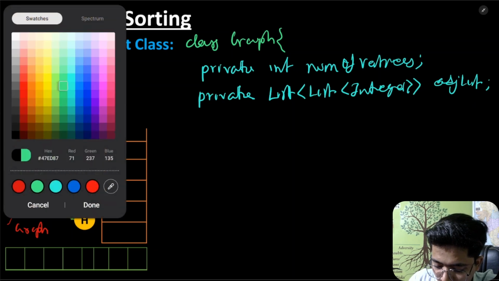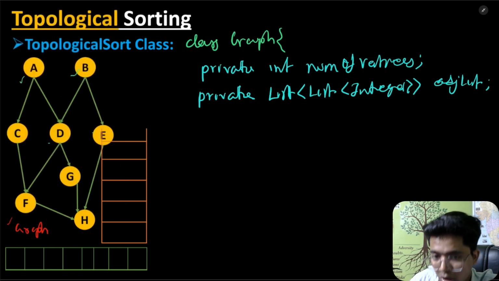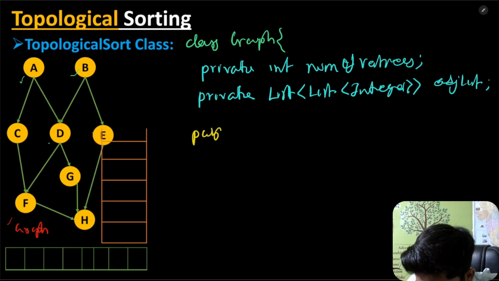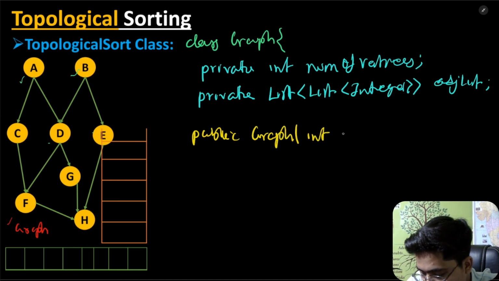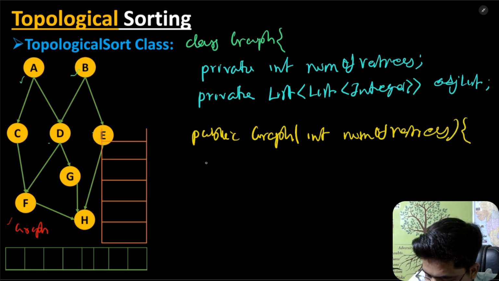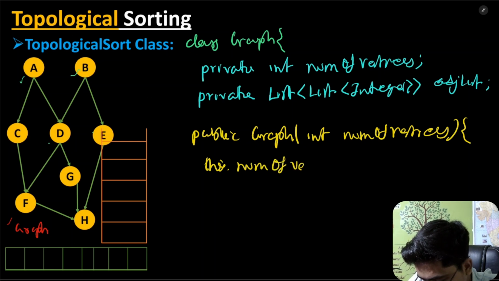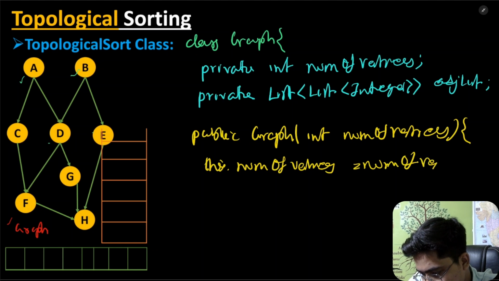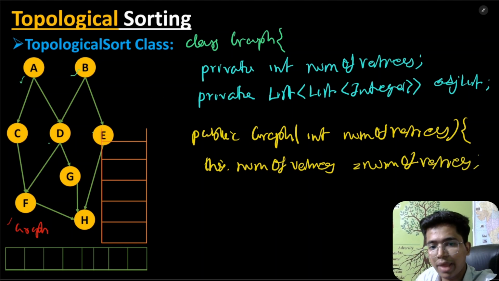Now we will be writing the constructor. Let's call the constructor, and there we'll be initializing the number of vertices. So public Graph, this is the constructor, and we'll be passing the integer numberOfVertices. Now we'll be initializing this.numberOfVertices equals numberOfVertices. So now we have initialized the number of vertices.